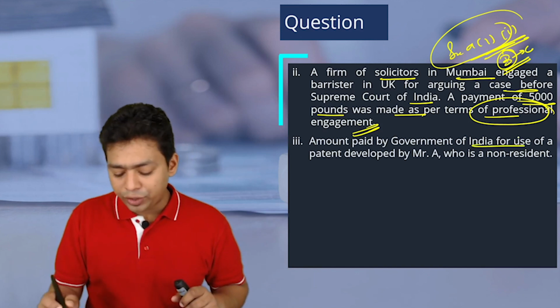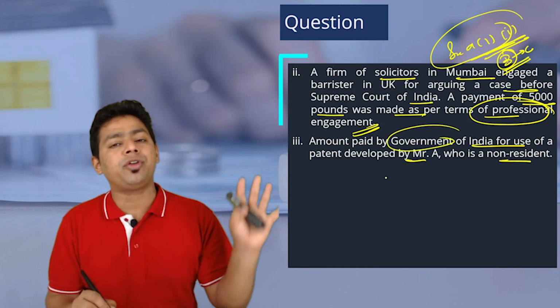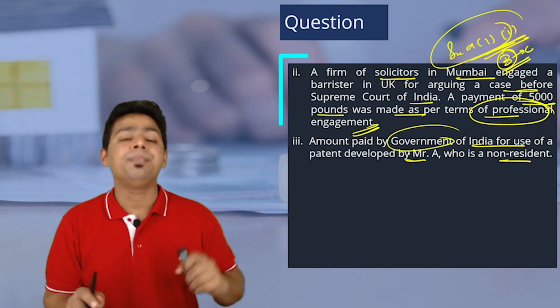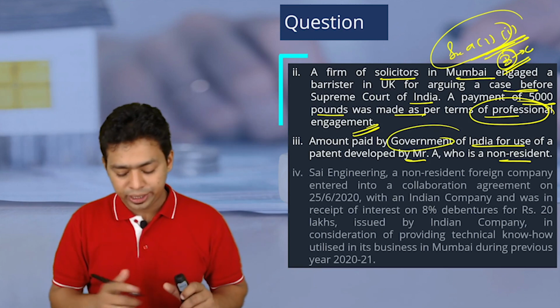Amount paid by the government of India for use of patent developed by Mr. A, who is a non-resident. Definitely, whenever government of India makes payment, it is taxable in India, because GOI, government of India, is using your patent and making payment of royalty.